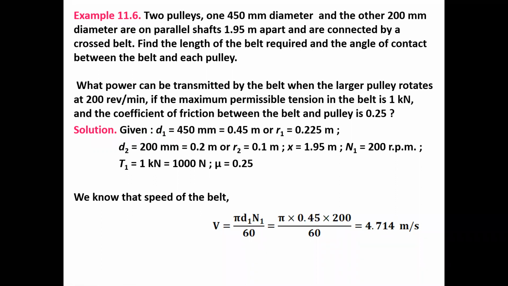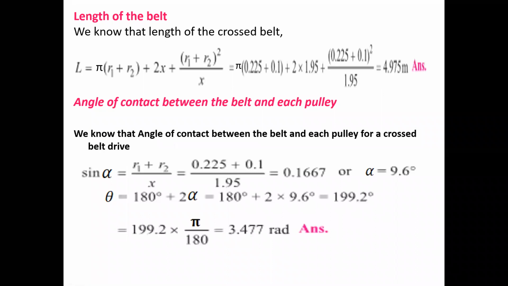Now we are going to find the velocity. For the velocity, the formula is pi d1 n1 by 60. So pi into d1, which is 0.45, into n1, the speed 200 rpm, divided by 60. The velocity value is nearly 4.714 meters per second.